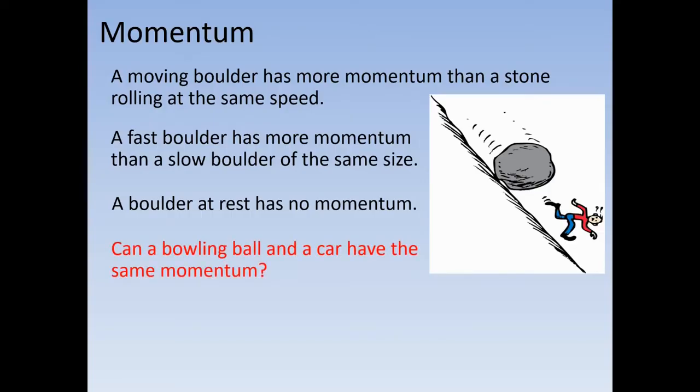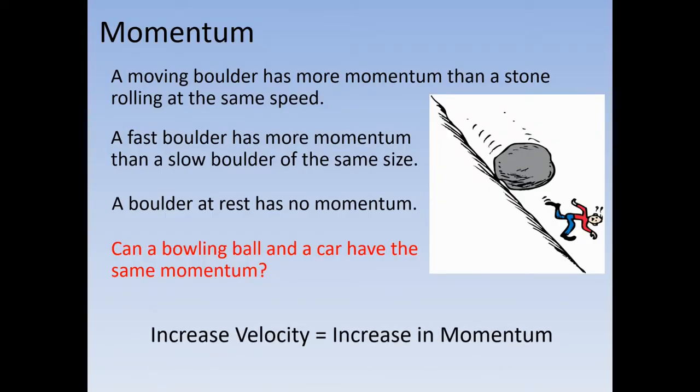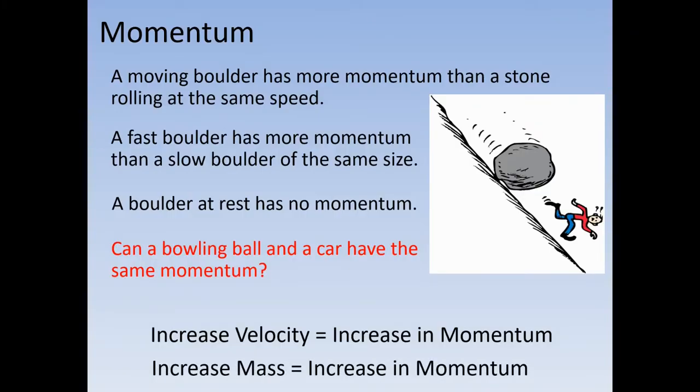Here's something to think about. Can a bowling ball and a car have the same momentum? A car is a lot bigger than a bowling ball. What would the ball need to be doing to make up for that difference in mass? It would need to be going pretty fast. So here's the relationship we have with momentum. If we increase the velocity of an object, its momentum will increase. Vice versa, if we slow it down, its momentum will decrease. The same things happen with mass. An object with a larger mass will have a larger momentum. So both velocity and mass have a direct relationship with momentum. If one of them increases, so will the momentum. If one of them decreases, then the momentum will decrease.